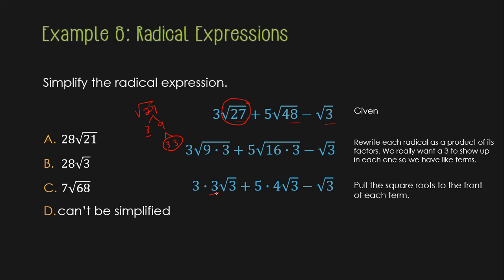Okay, so that's where this extra 3 comes from. That's from right here. I bring down my original 3, I bring out one of my pairs, and then this guy was left behind because he didn't have a buddy to come out of the house. Okay, and we can continue in that same fashion here with the square root of 48.